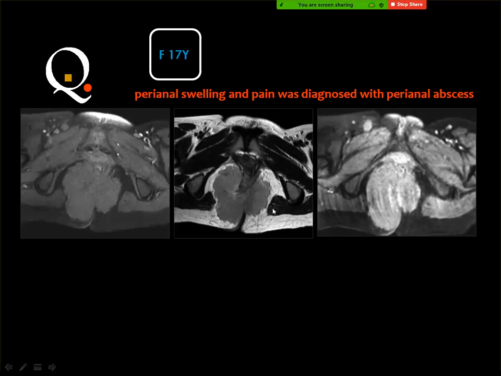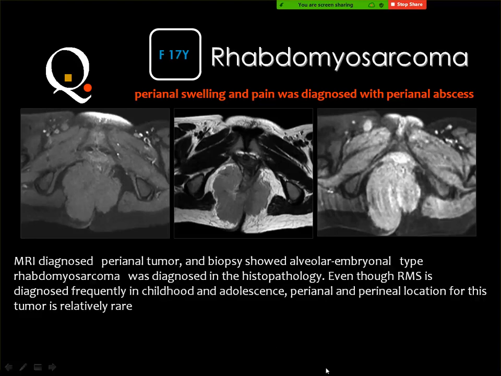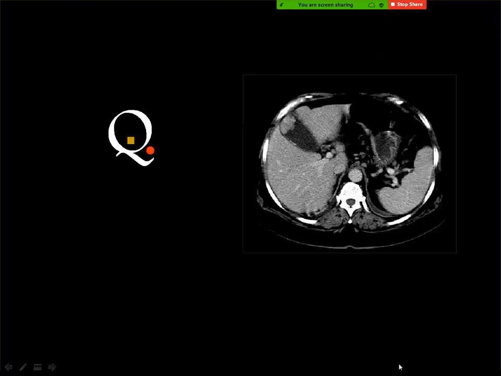Is this an abscess? No. It's a tumor. What do you think of such a tumor in this location, in this age? It's not related to this. Yes, and this is rhabdomyosarcoma, which is well known in this young age, and this is also one of the well-known locations.